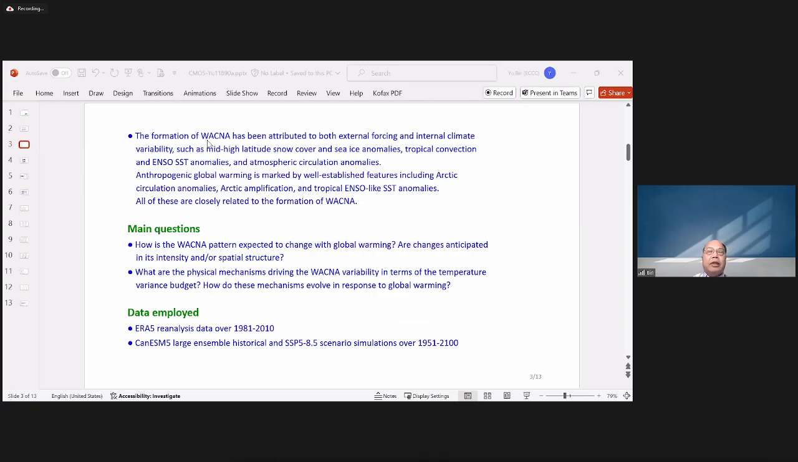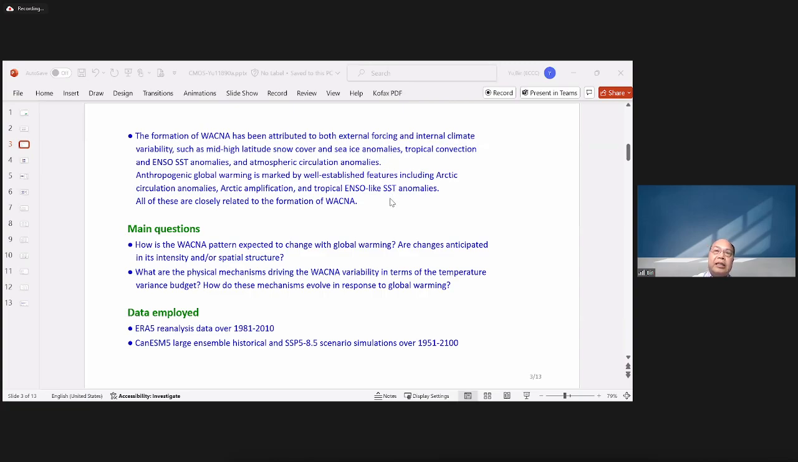The formation of the North American part, WACNA, has been attributed to both external forcing and internal climate variability, such as anomalies in mid-high latitude snow cover and sea ice, tropical convection and ENSO SST anomalies, and atmospheric circulation anomalies. Anthropogenic global warming features Arctic circulation anomalies, Arctic amplification, and tropical ENSO-like SST anomalies. So these are closely related to the formation of WACNA.